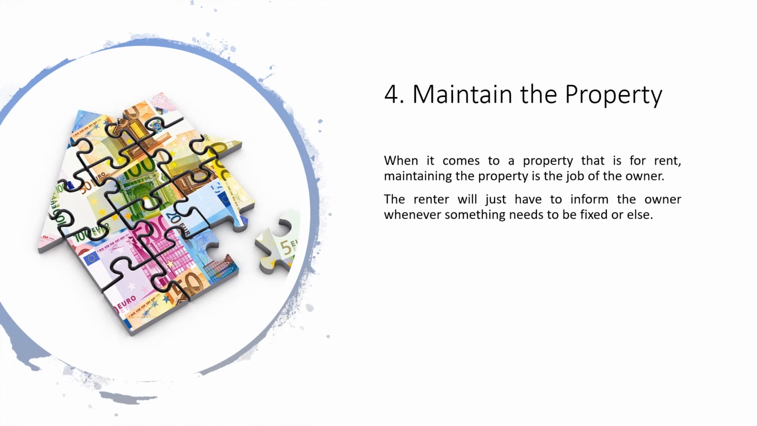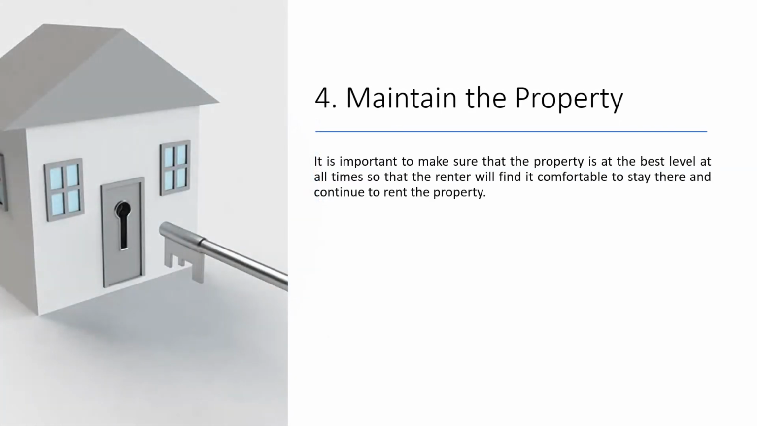4. Maintain the property. When it comes to a property that is for rent, maintaining the property is the job of the owner. The renter will just have to inform the owner whenever something needs to be fixed or else. It is important to make sure that the property is at its best level at all times, so that the renter will find it comfortable to stay there and continue to rent the property.